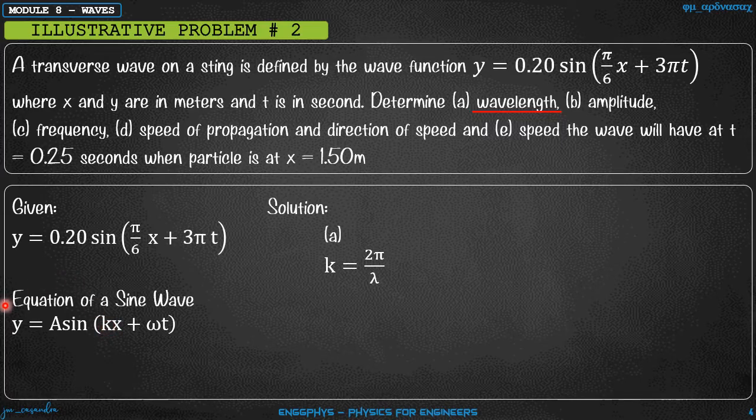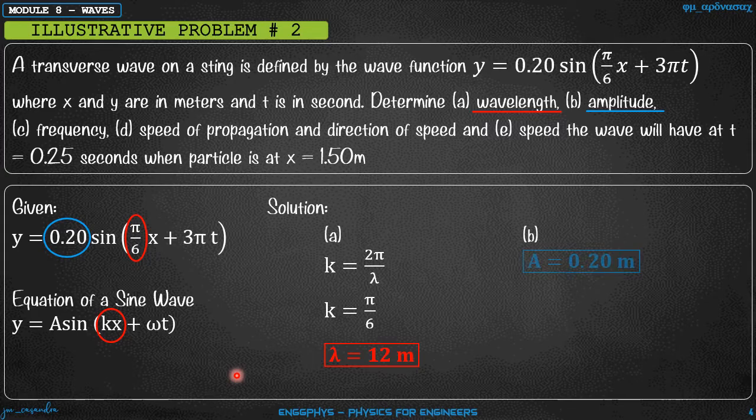So we have here the k value. From the equation, kx is the same as pi over 6 x, in which k is equal to pi over 6. Equating this value, we'll have pi over 6 equal to 2 pi over the wavelength, giving us a value of 12 meters. Next we have the amplitude, which is simply our A. From the equation given, A is simply equal to 0.20 meters.